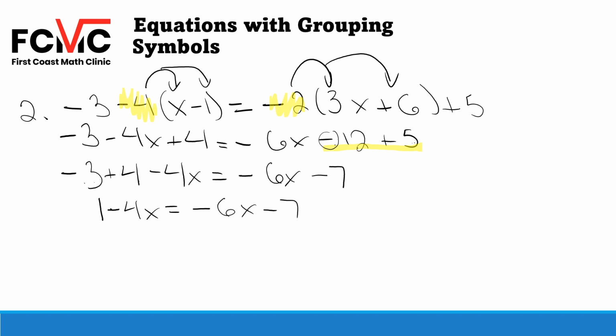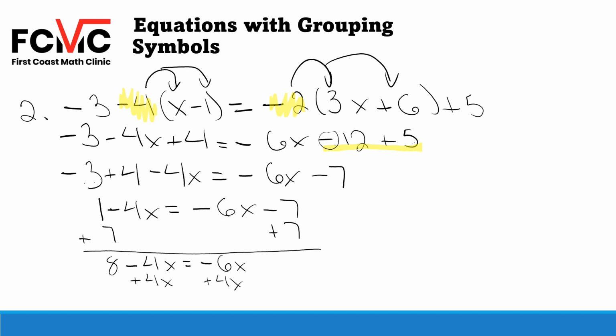All right, so let's finish solving this for x. I'm going to combine my like terms across the equal sign. So I'm going to add 7, and I get 8 minus 4x equals negative 6x. Now I'm going to add 4x. The 4x minus 4x and the minus 6x are my like terms. So the 4x's cancel out, just like the 7's canceled out. And I've got 8 equals negative 6x plus 4x is going to give me 2x.